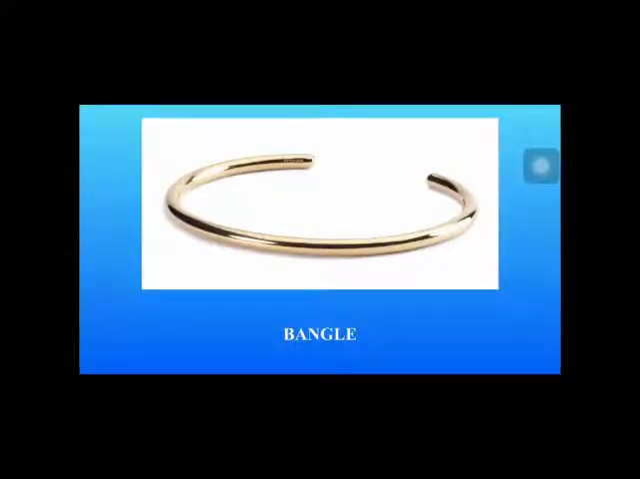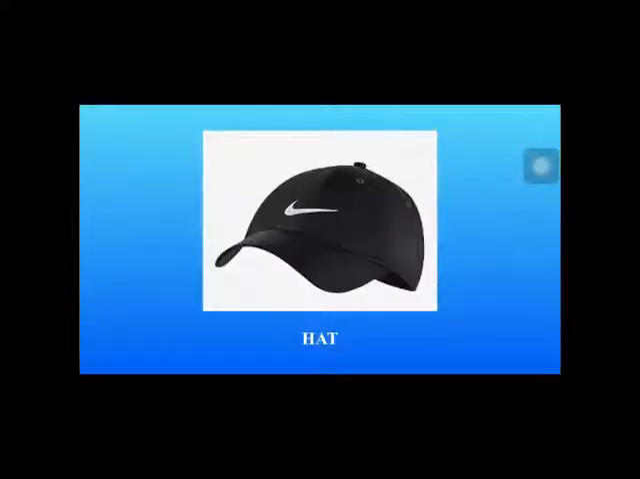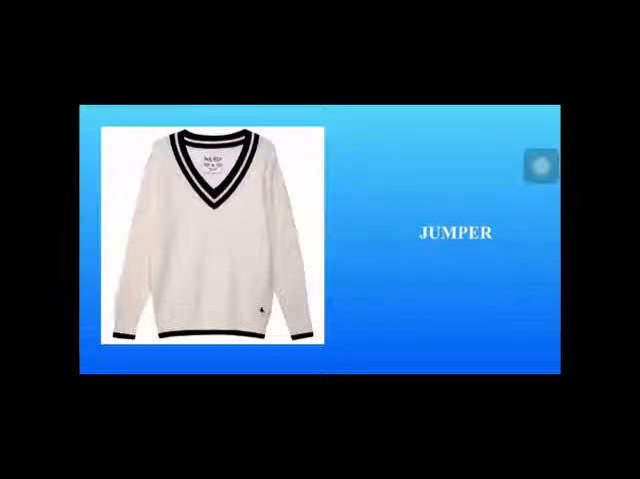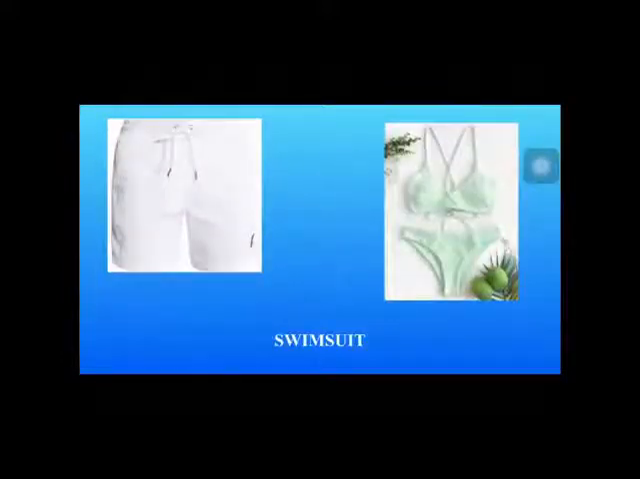Bangle is a bracelet worn on the arm or leg, and it means braccialetto. It could be silver or gold. Hat is something that covers your head and means cappello. Coat is a jacket that you wear when you are outside. It's long and it means cappotto. Jumper is a warm piece of clothing that covers the top of your body, and it means maglione. And finally, swimsuit that you wear for swimming, right for women, left for men.